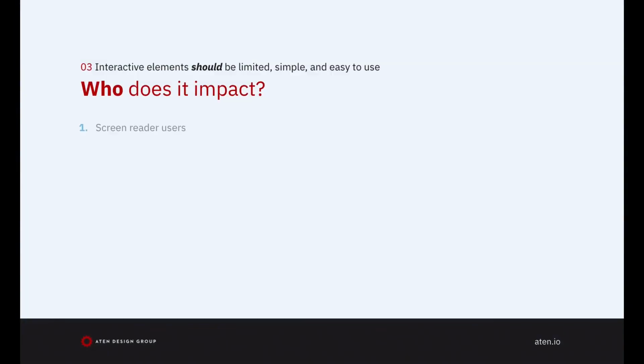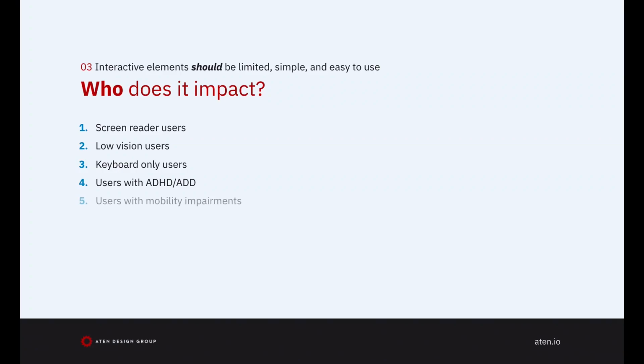So who does it impact? Went over some of these before, but screen reader users and low vision users and keyboard only users who rely only on key presses to interact with the element. Could be users with ADHD and ADD who get distracted by too much movement and animations. It could be users with mobility impairments who cannot perform any kind of double taps or swipe gesture or even something at the top of their phone that might be pretty hard for someone to reach easily.